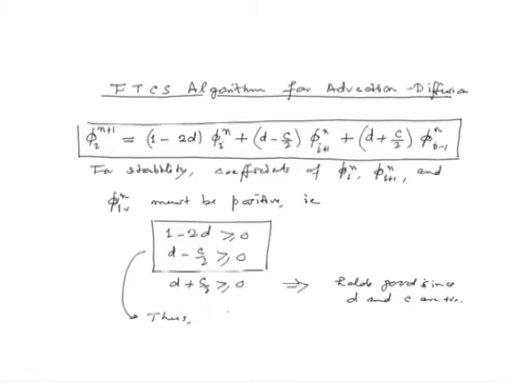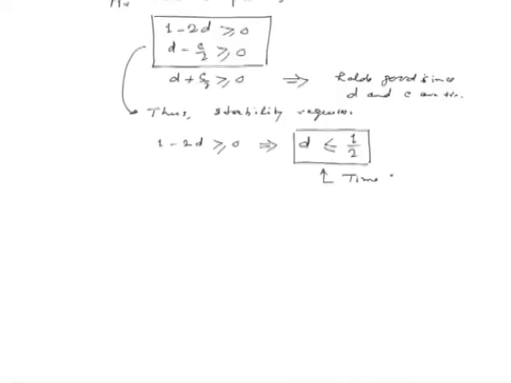So, thus the stability requires, the first one says that 1 minus 2d should be greater than or equal to 0, that is d should be less than or equal to half. This was the same requirement which we had earlier derived for the case of heat conduction equation, and this is the one which is going to put a restriction on time step.